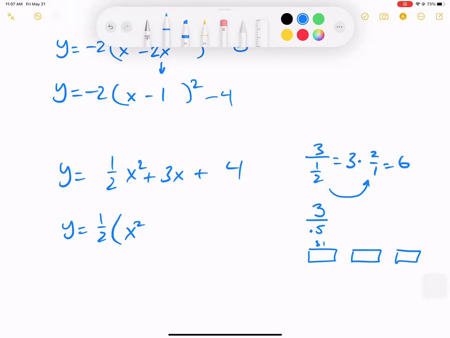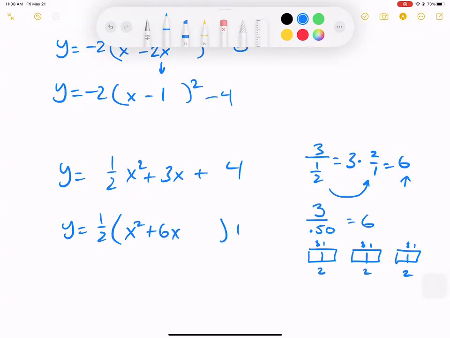Here's $1. Here's $2. Here's $3. How many 50 cents are in $3? Well, isn't there 2 here, 2 here, and 2 here? There are 6 50 cents in $3. So whenever you divide by a fraction, you actually multiply by the reciprocal. And this turns out to be 6x.